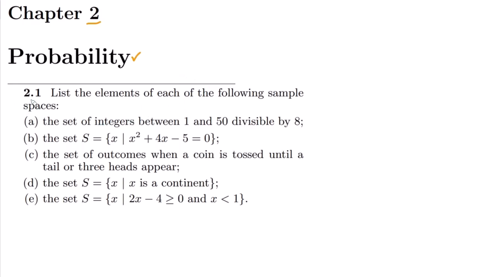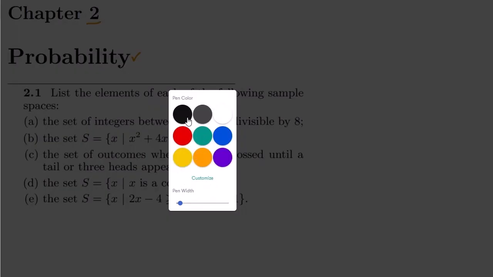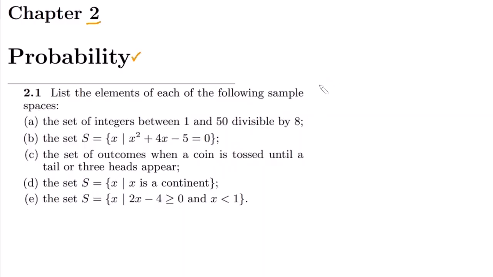So this is question 2.1, which is asking us to list the elements of each of the following sample spaces. Statements have been given here, and on the basis of these statements we have to list the sample spaces. In order to list those sample spaces, let me choose the color blue. For part A, the set of integers between 1 and 50 divisible by 8. So we have to write all the numbers which are divisible by 8 from 1 to 50.